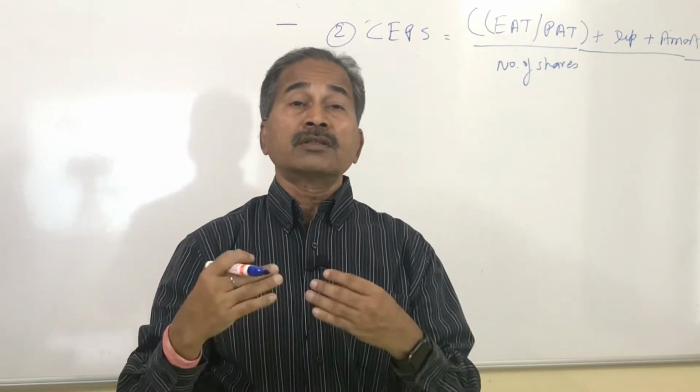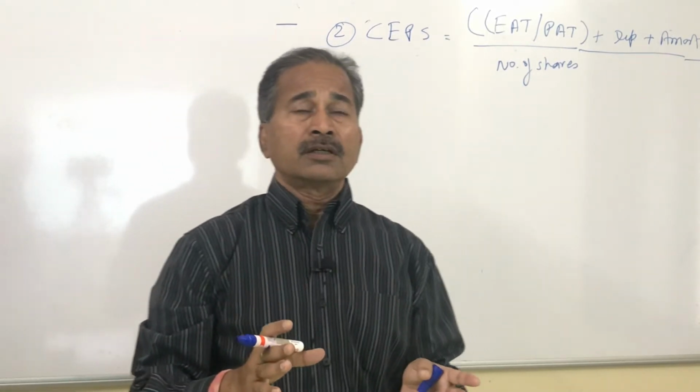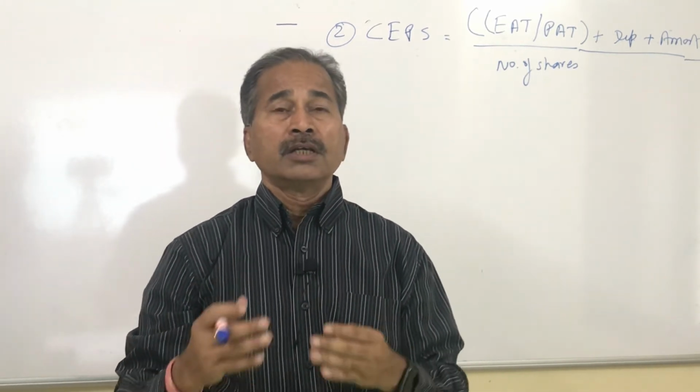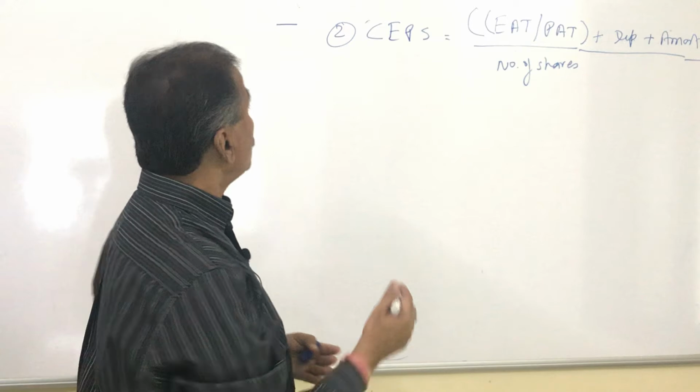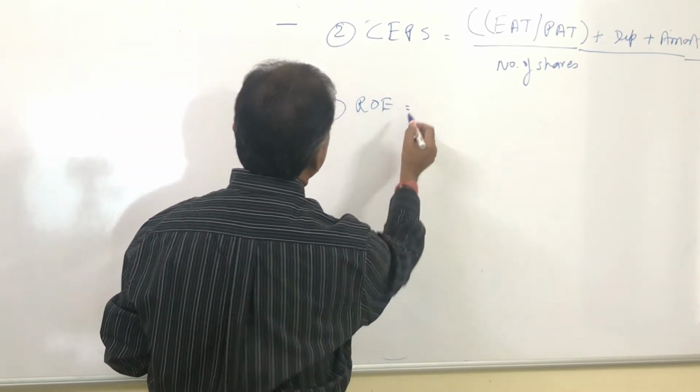How would you calculate the third ratio that you can calculate to evaluate performance of a business from the perspective of capital providers? And how would you do that? So you will calculate the third ratio, which is return on equity. And how do you calculate this ratio?